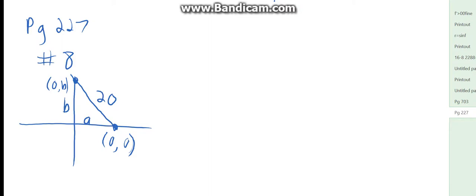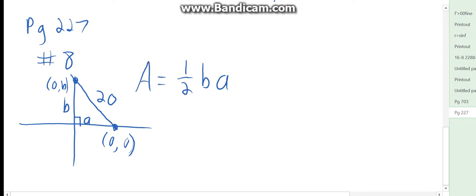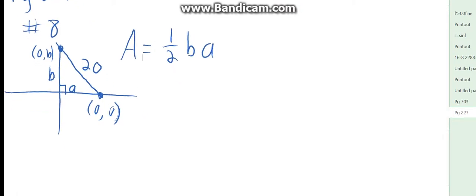We haven't done one like this, but it's basically just a right triangle, and we want to maximize the area. And everyone knows the area of a right triangle is going to be 1/2 the height, which is B, times the base, which is A. That's going to be area. And we run into the same exact problem. We've got two independent variables, and we want to derive this so we can maximize it. So we got to get rid of one.